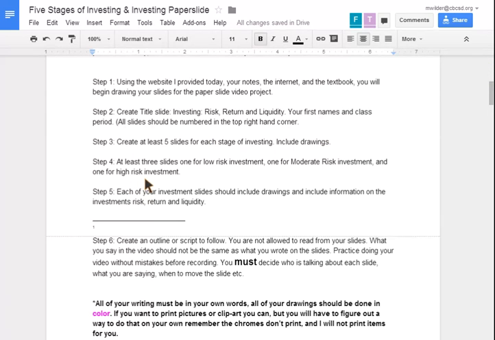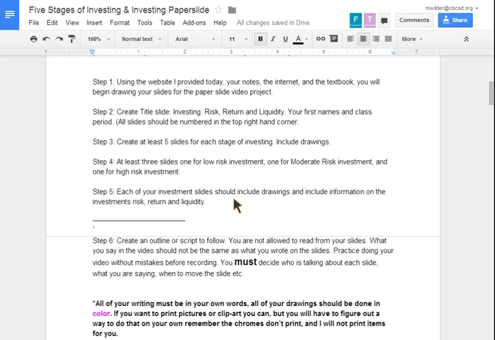You're also going to create at least 3 slides, 1 for a low-risk investment, kind of explaining what one of those low-risk investments is and why it's considered low risk, what a moderate risk investment is and why it's considered moderate risk, and also 1 high-risk investment and why it's considered to be a high-risk investment.